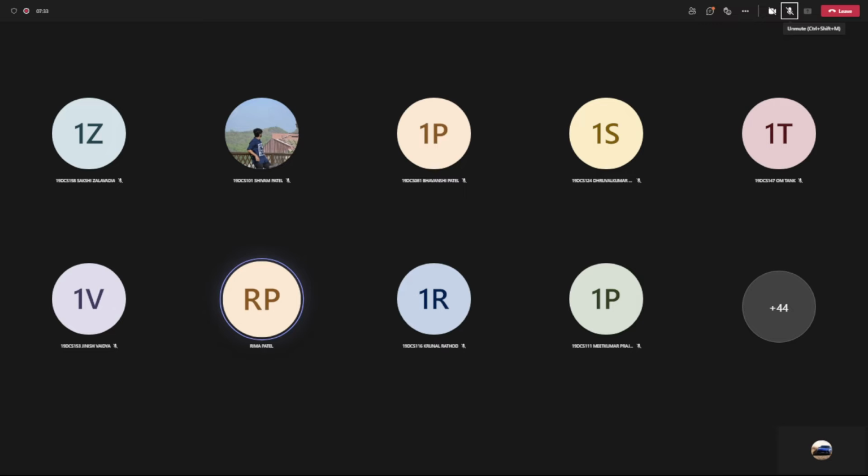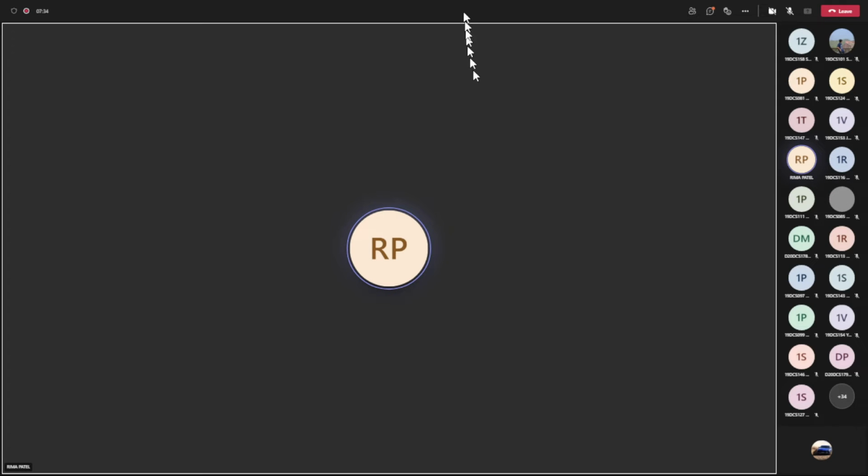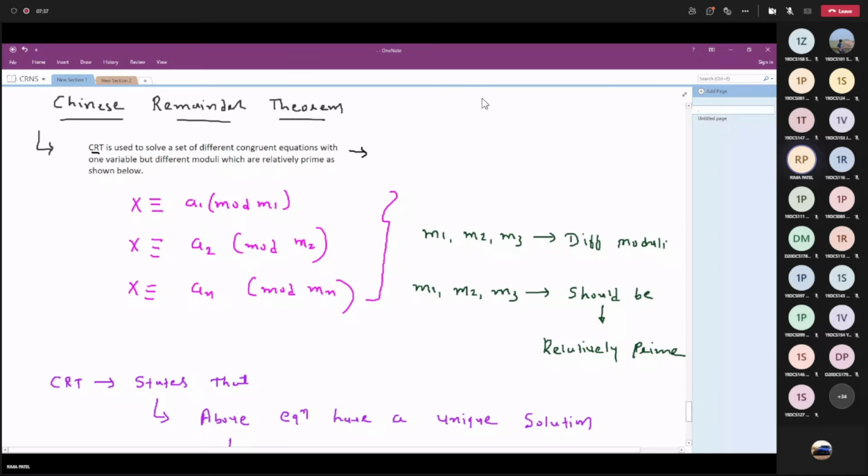Yes, ma'am, visible. Okay. So I have written the statement already for the Chinese remainder theorem. Short form is CRT. It is used to solve a set of different congruent equations with one variable. Now you can focus on these equations. It is said that it is used to solve the different congruent equations. So these are the different congruent equations: x congruent a1 mod m1, x congruent a2 mod m2, and x congruent an mod mn.